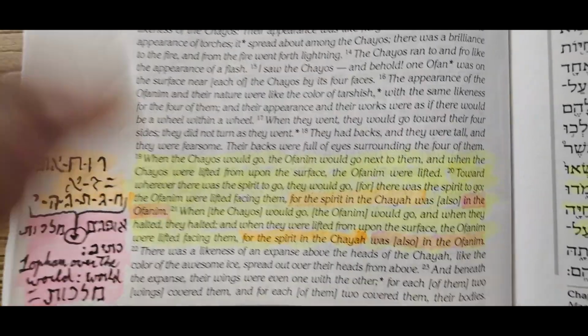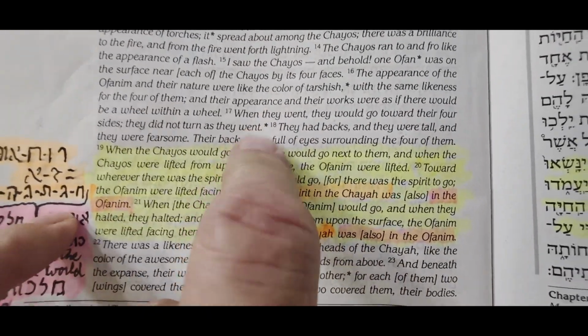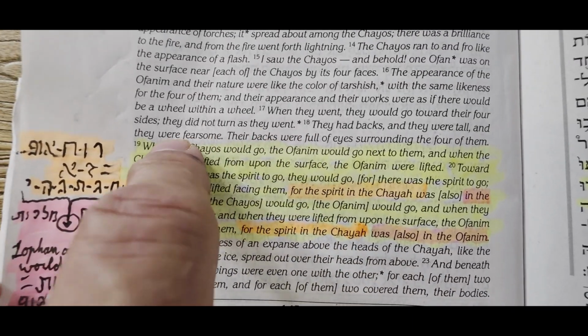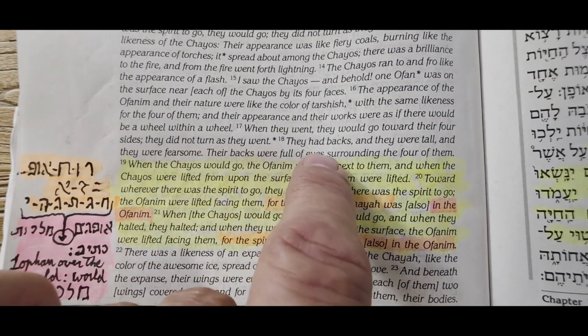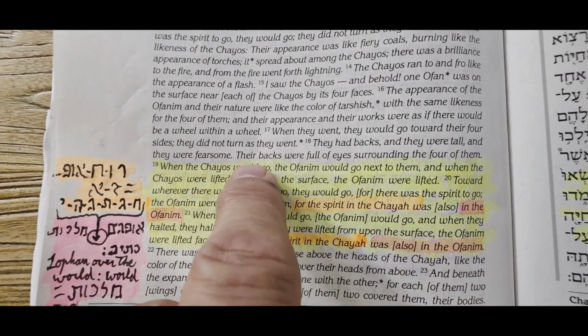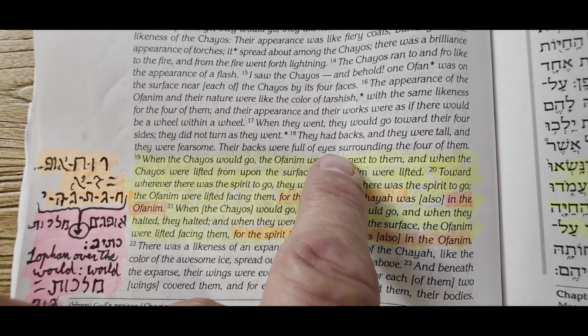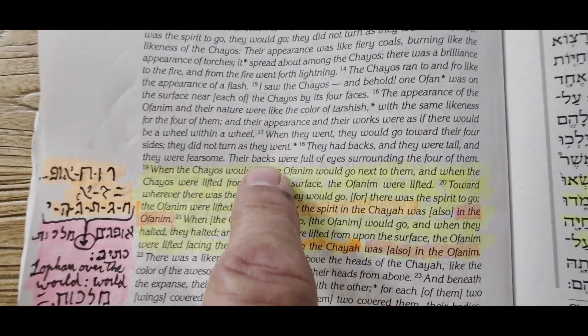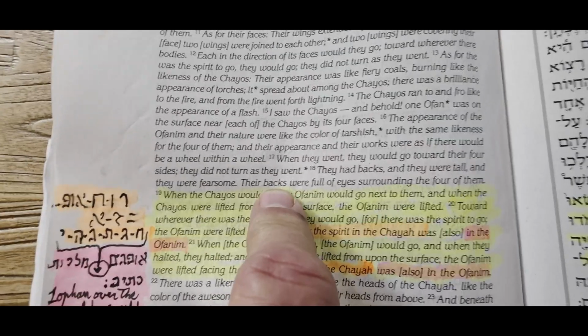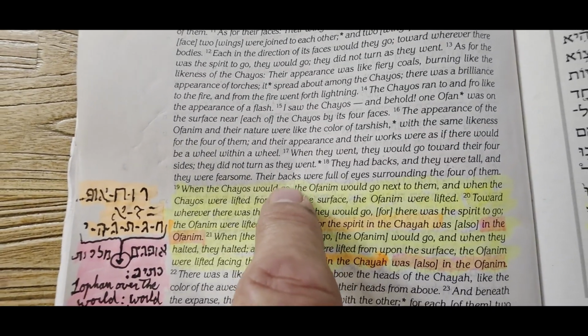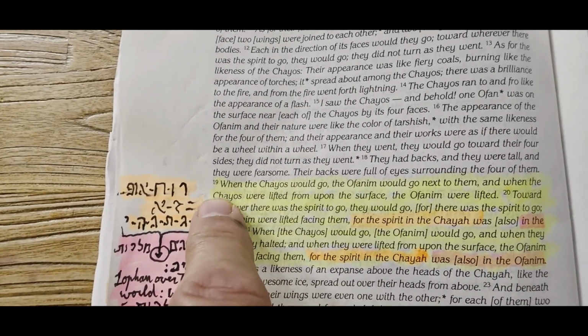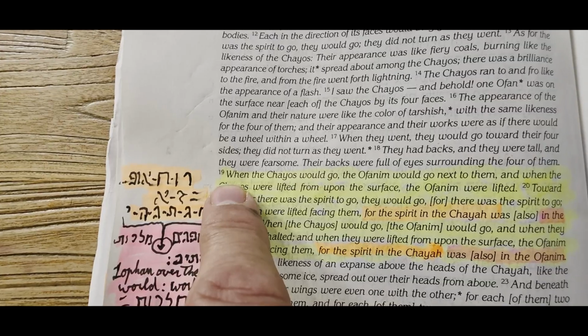from verse 17. When they went, they would go forward. Their 4 sides, they did not turn as they went. They had backs and they were tall and they were fearsome. Their backs were full of eyes surrounding the 4 of them. Because it says 7 eyes upon 1 stone. Eyes always points at the 7 forms, right? Plural. Plural of eyes is always 7 forms.